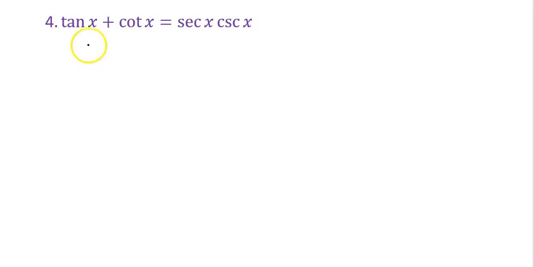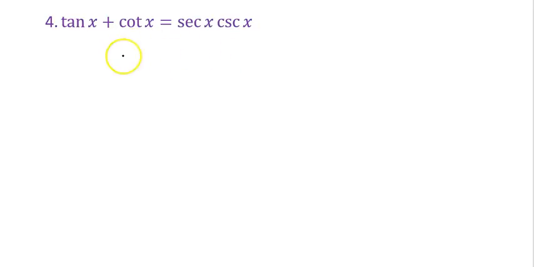Okay, this is example 4. We have tangent plus cotangent equals secant times cosecant. And this one, when you first look at it, it's really hard to figure out where to go because you don't see any identities, Pythagorean identities in there. That means you're going to have to use your reciprocal identities.